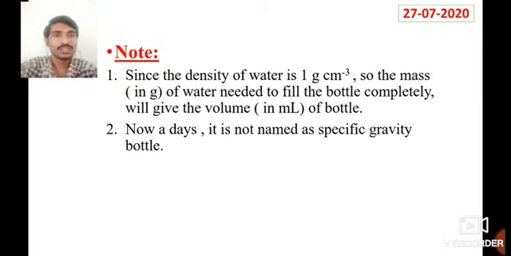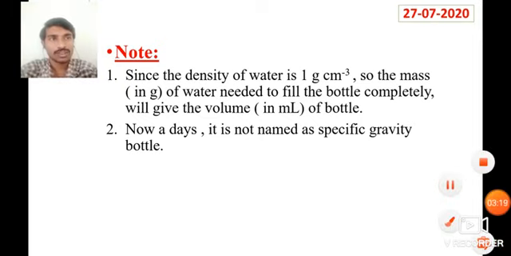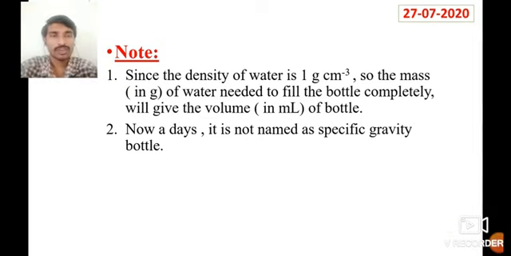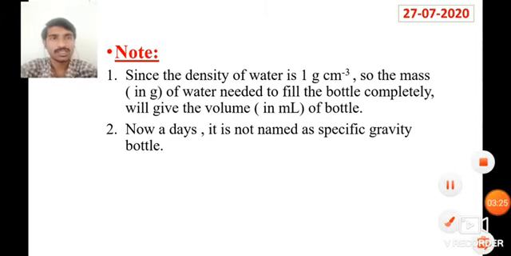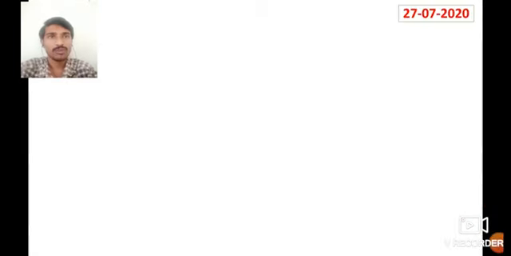Second, this density bottle is not named a specific gravity bottle. You need not get confused. A specific gravity bottle is something totally different from a density bottle.